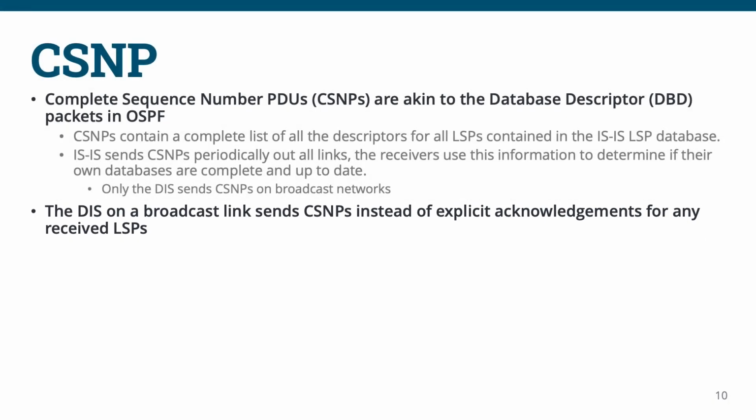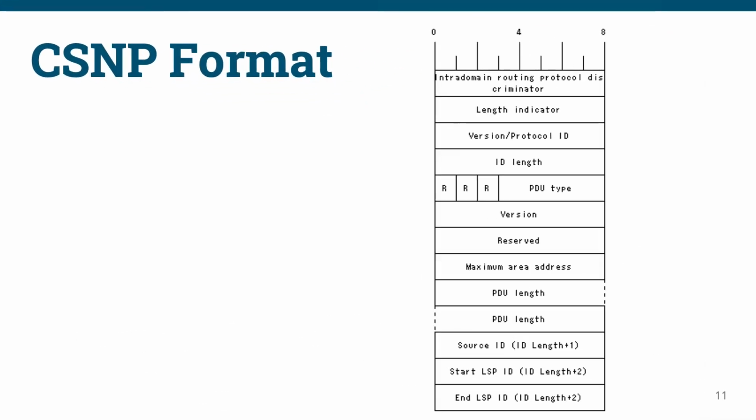Let's now take a look at the bit field format of this PDU. In comparison to the other PDUs, the CSNP is pretty simple. After the common header information, we simply have a length field and then the fields describing LSP IDs. This CSNP can be very long if many LSP IDs are contained. And that's all the information contained in the CSNP.